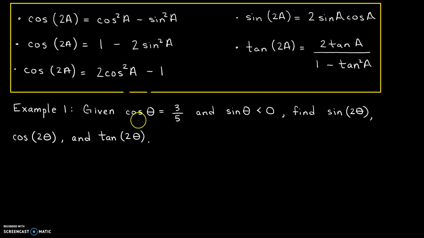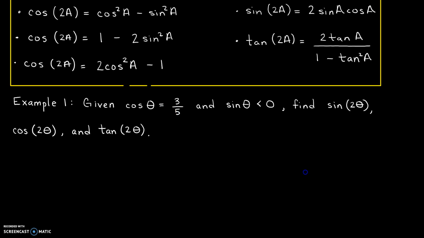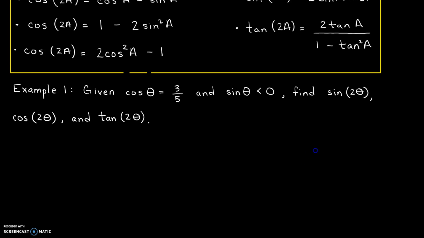Example 1 says, given cosine of theta equals 3 over 5 and sine of theta is less than 0. Remember what this means: sine is negative. They'd like us to find sine of 2 theta, cosine of 2 theta, and tangent of 2 theta. Because they're asking for 2 theta, we're going to be using our double angle identities. They give us cosine of theta, not 2 theta, so first I need to figure out what sine of theta is, regular theta, not 2 theta.